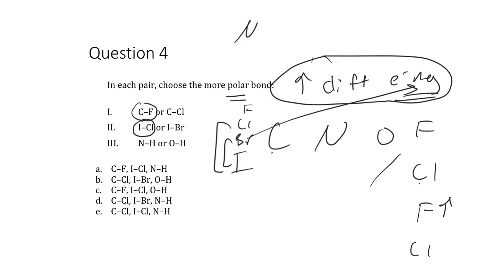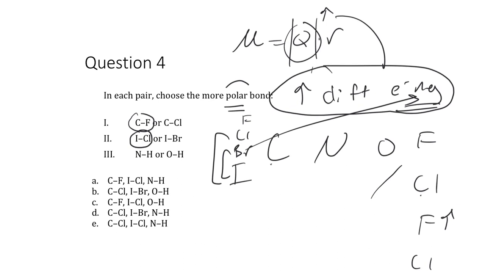Now, dipole moment is equal to Q times R. Sometimes we get a little bit confusing and we might say which one has a bigger dipole moment, but I think a better question is to ask which one's more polar. More polar is kind of getting at Q. The magnitudes of charge are going to be highest whenever you have that greatest difference of electronegativity.